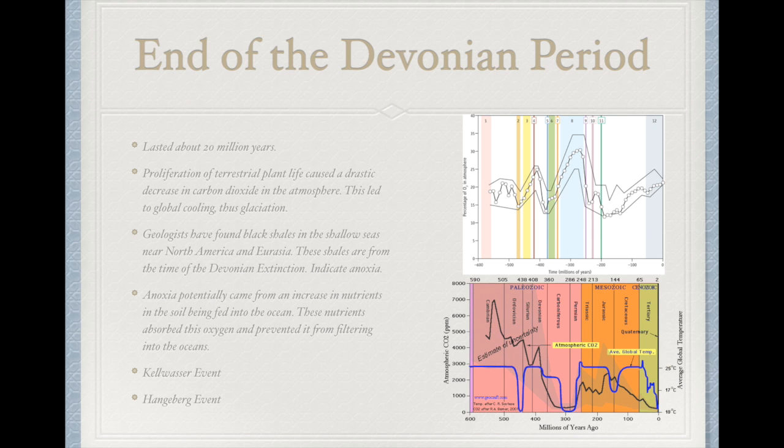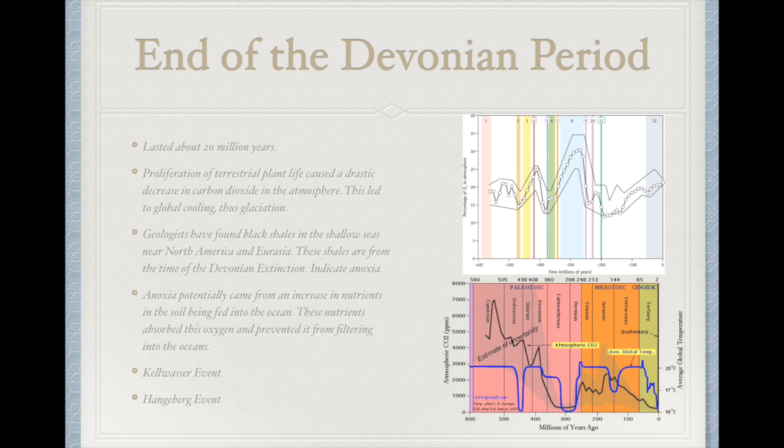In addition to this, geologists have found black shales in the shallow seas near North America and Eurasia. I'm reading this from point 2 or point 3, I guess, of this slide, if you want to follow along. And they did date these shales, and they found that they are from the time period of the Devonian extinction. And what these rocks indicate is a thing called anoxia. What anoxia is, it's basically just a lack of oxygen in the atmosphere.